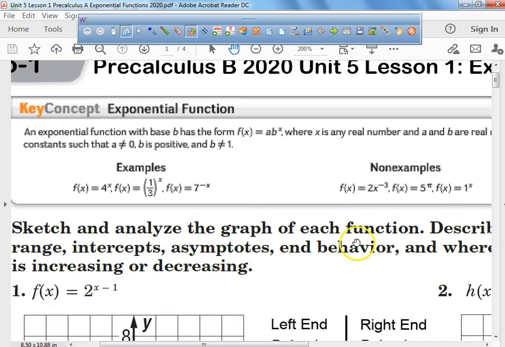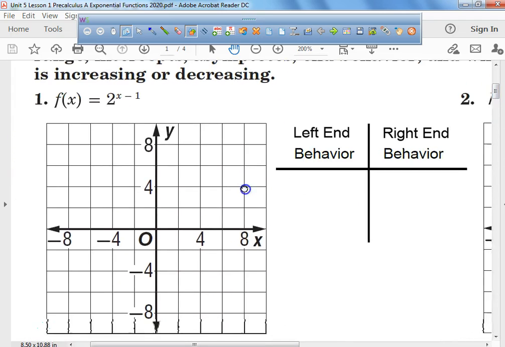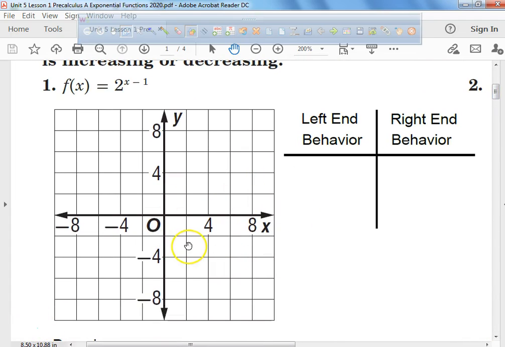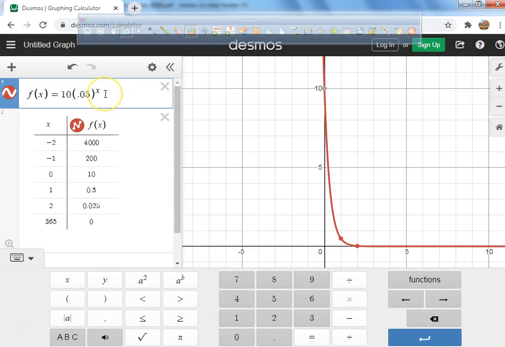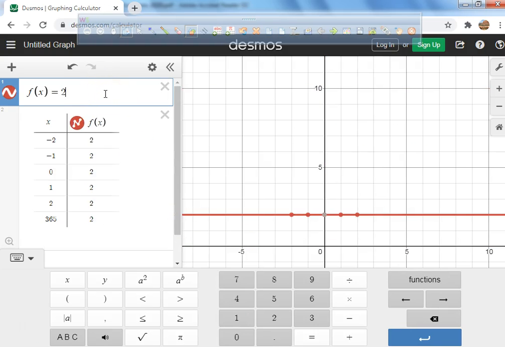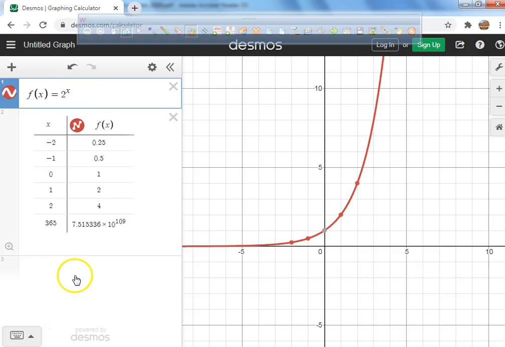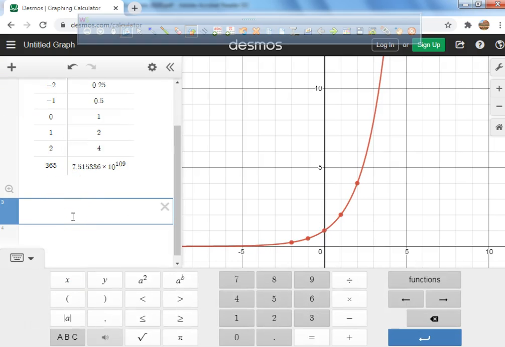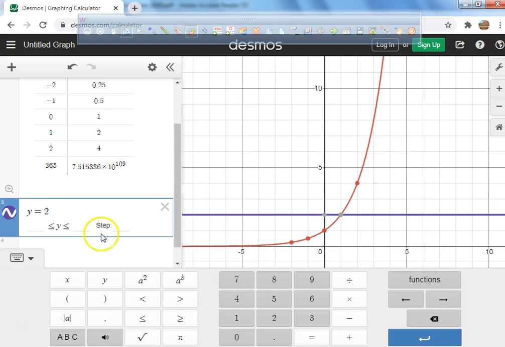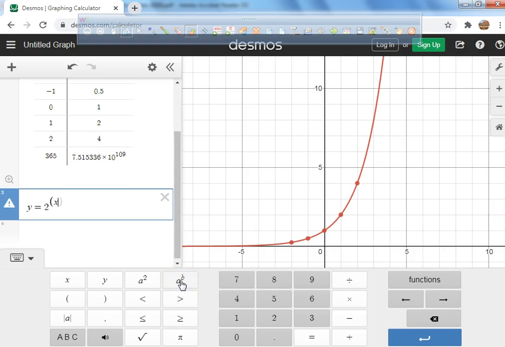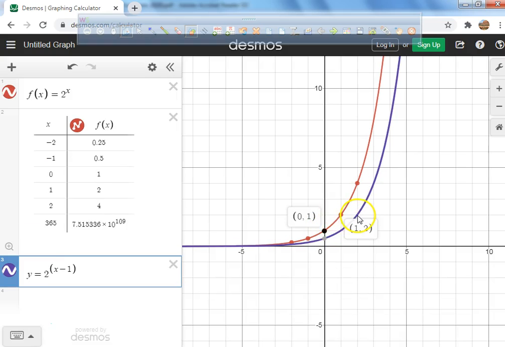All right, these are some examples. So I'm going to go look at my graph here. So what I'd like you to do right now, on your paper, is graph this to the best of your ability. Okay, so we're going to go over here. We're just going to graph it. We're going to do 2 to the power of x. Now, watch this. This is kind of cool. I want you to see the difference between 2 to the power of x and y equals 2 to the power of x minus 1. I want you to see the difference between, say, that number and that number right there.